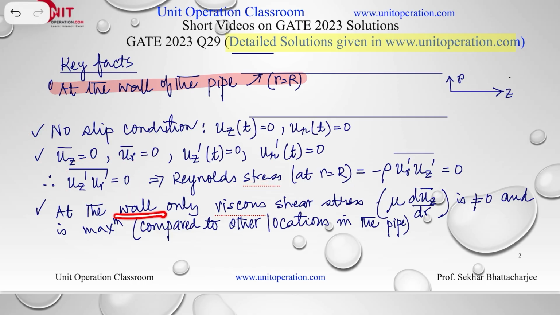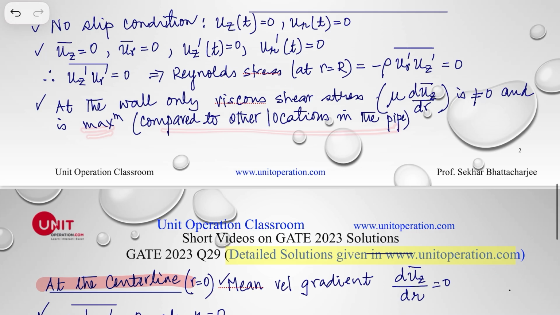But at the wall, only the viscous shear stress remains. So here, this is the maximum, of course. Viscous shear stress remains, and it's maximum compared to other locations in the pipe.